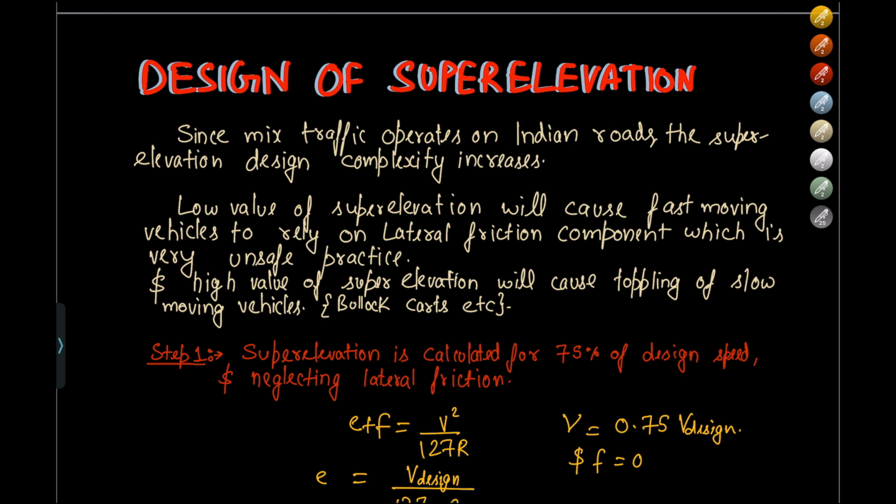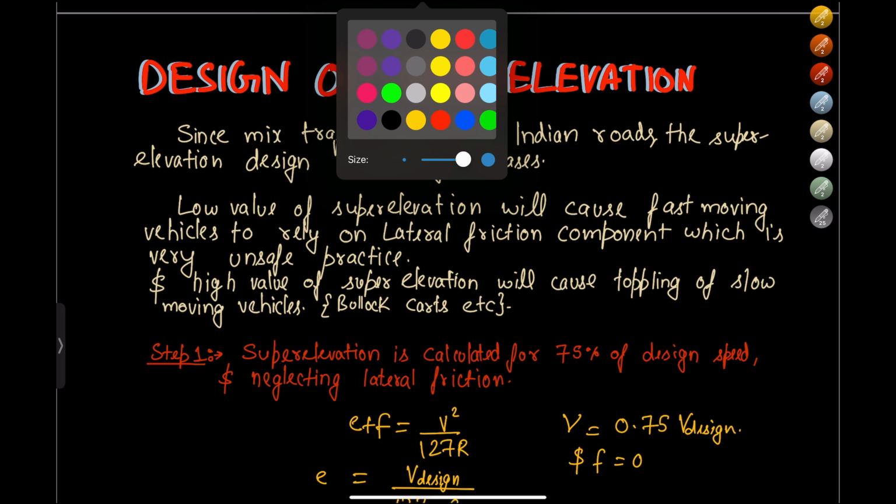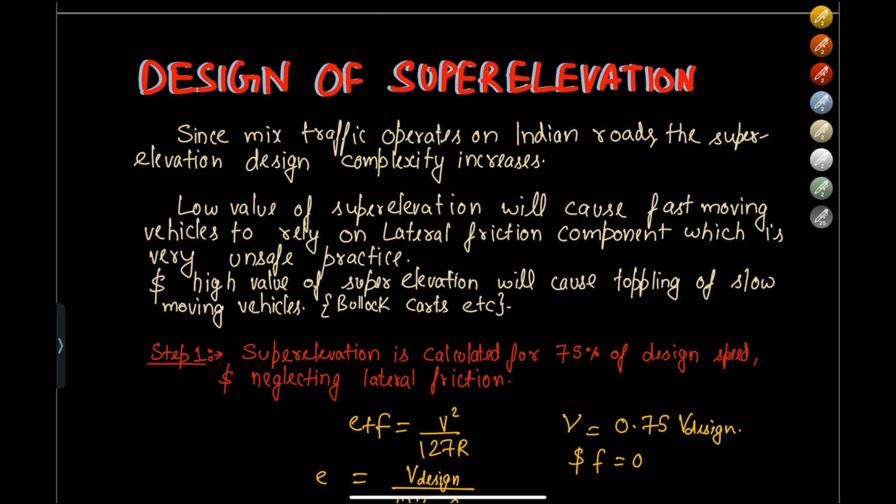Since mixed traffic operates on Indian roads, the superelevation design complexity increases. It becomes difficult to design the superelevation just because the vehicles using the road have mixed speeds. That is, slow moving vehicles are also there and fast moving vehicles are also there. So for that reason, we need to design superelevation for a particular type of vehicle.